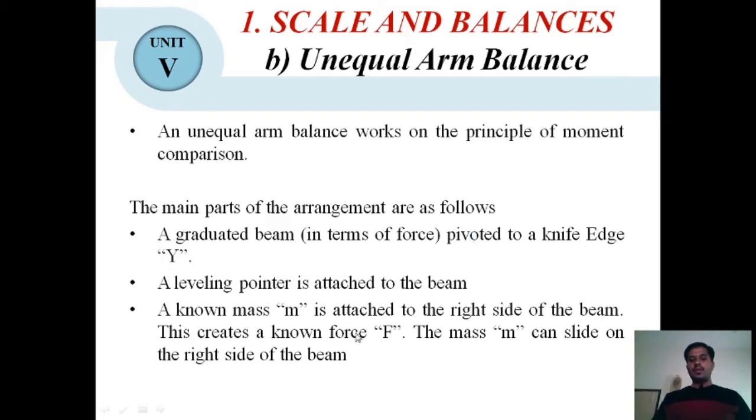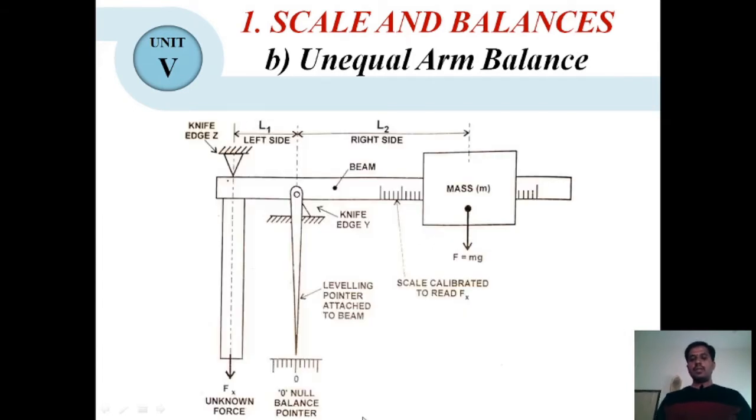This creates a known force F. The mass M can slide on the right side of the beam. So it will slide on the right side of the beam, and it will not come towards the left side, because there will be some obstruction here.